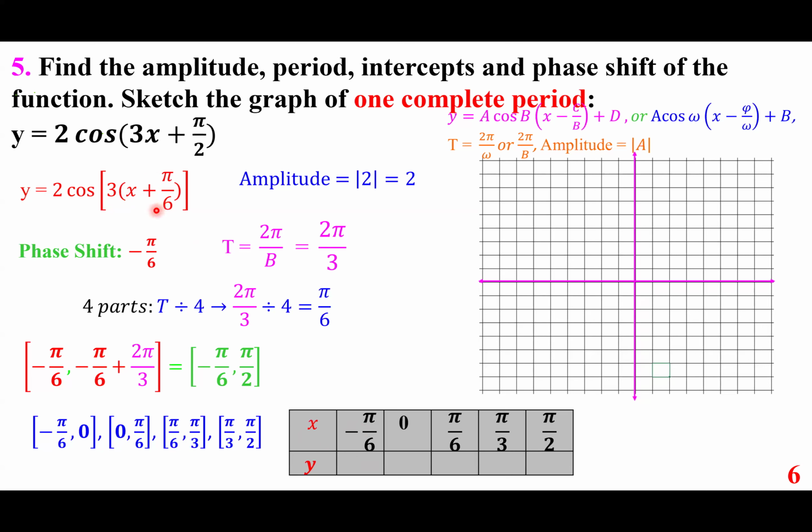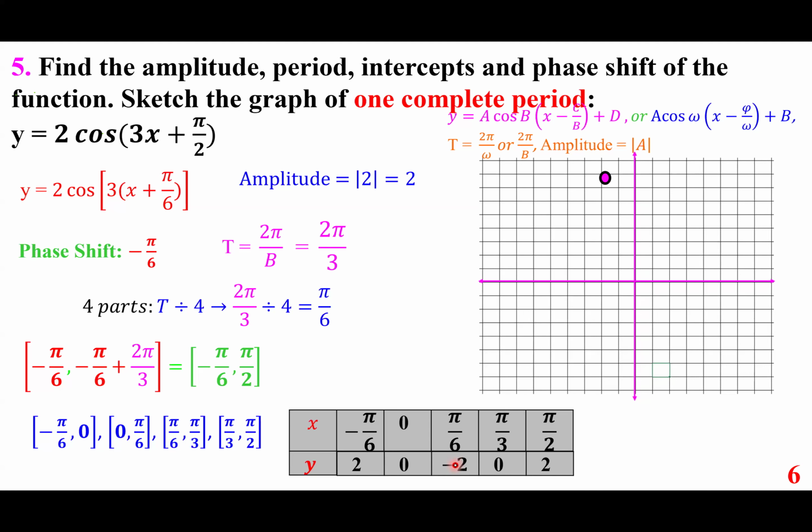If I put 0 here instead of x, I get 3 times pi over 6. 3 pi over 6 is pi over 2, cosine is 0. Therefore, I get 0 here. If I put pi over 6, and pi over 6 is pi over 3, times 3 is pi, cosine is negative 1, times 2 becomes negative 2, and you can figure out the rest of it.